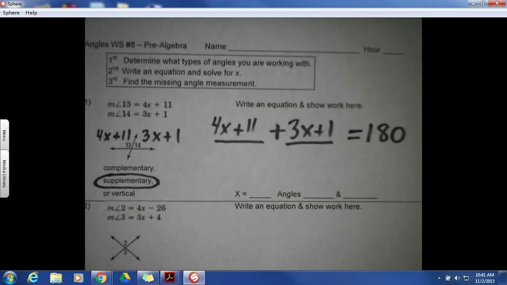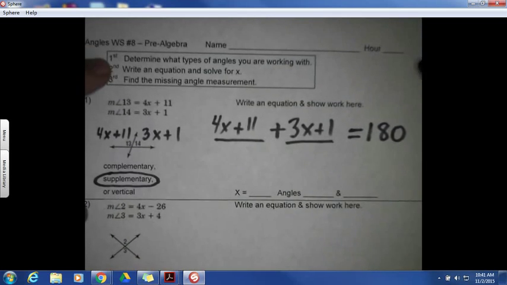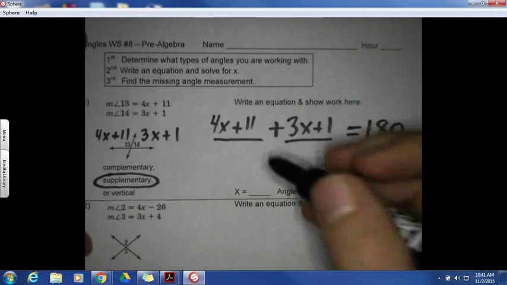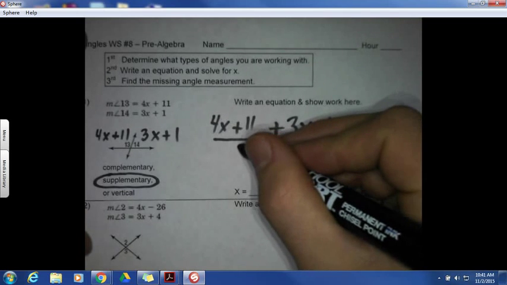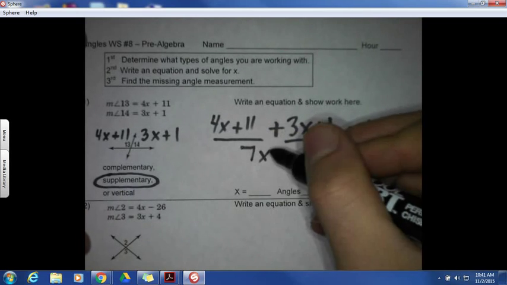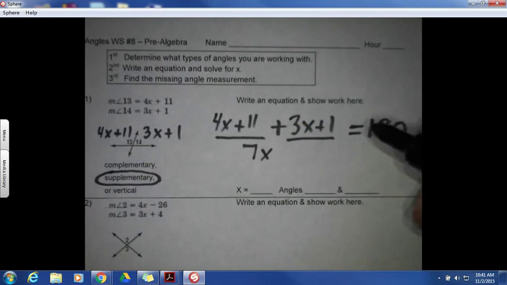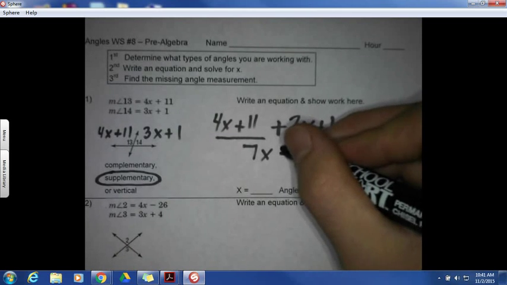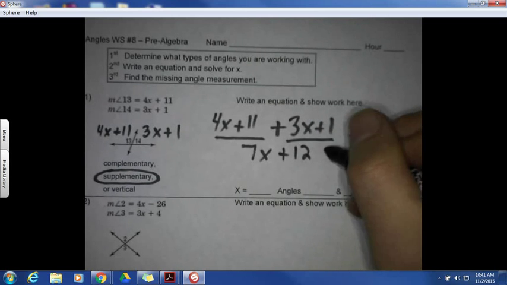Alright, so now that we have our equation, we're going to solve for x. In order to do that, we need to first combine our like terms. So 4x plus 3x equals 7x. 11 and 1 make 12. So we have 7x plus 12 equals 180.